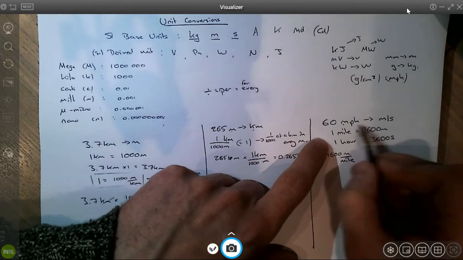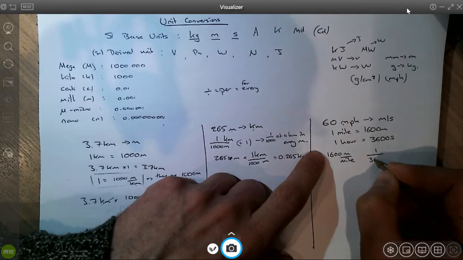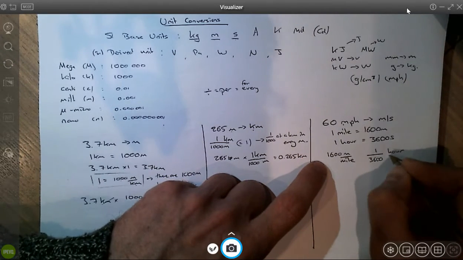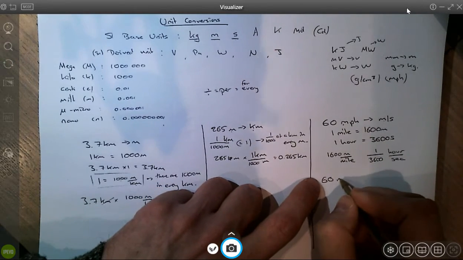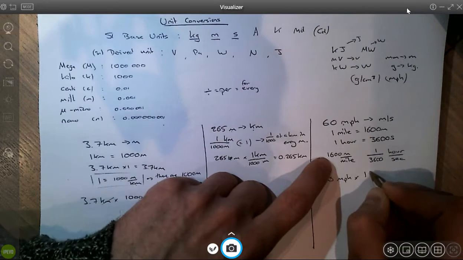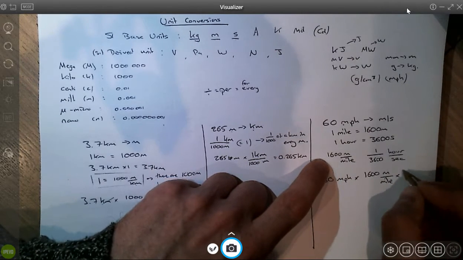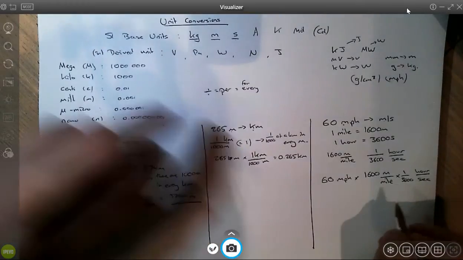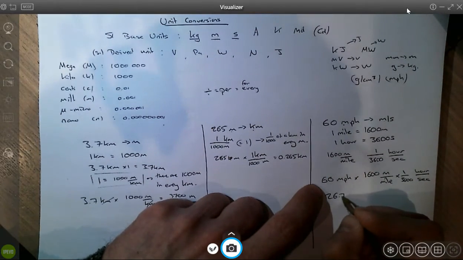And we're trying to go from hours to seconds. So we can say there is 1/3,600th of an hour in every second. So now we're going to times our 60 miles per hour by our 2 conversion factors. Now I'm writing the units in because this is good practice, although I imagine students won't unless you really force them to. So now we can type this into our calculator and we get 26.7.